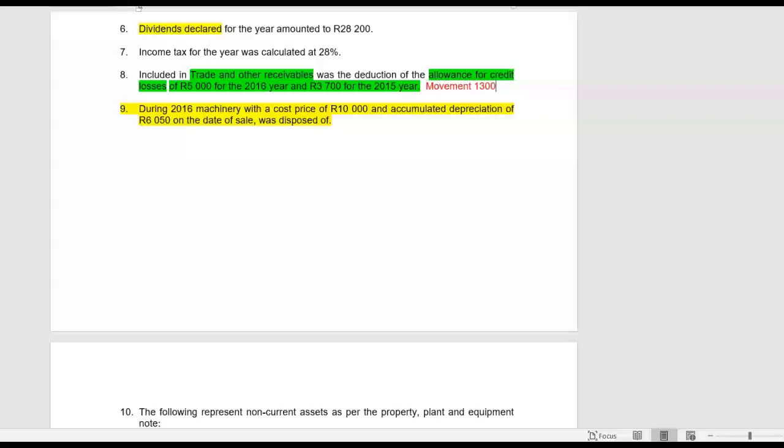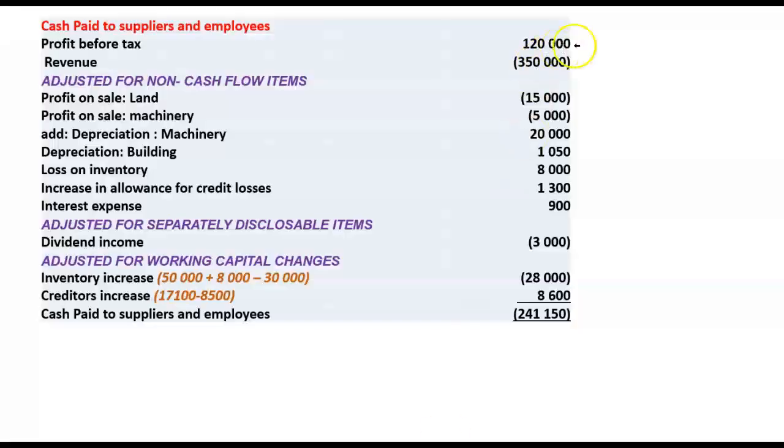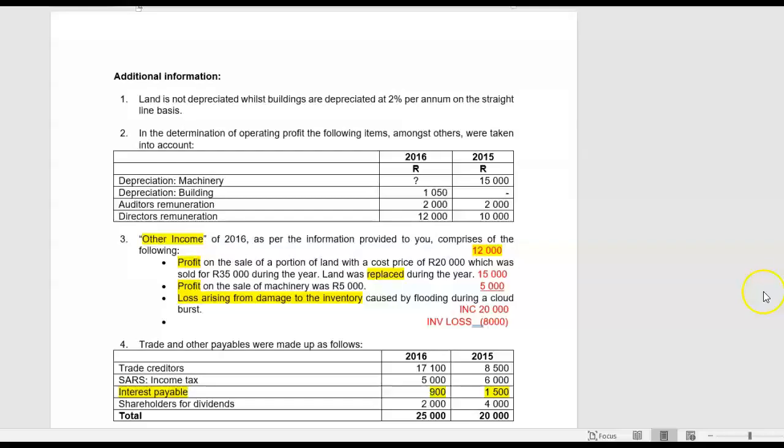So what did I do? I debited an expense account, whether it be credit losses or credit losses adjustment account, and I credited my allowance for credit losses. So it went through the income statement, and because it went through the income statement, it had an impact on my profit before tax. A non-cash flow item, it was an expense, so I'm going to add it back. Add back, increase on the allowance for credit losses of 1,300 Rand.